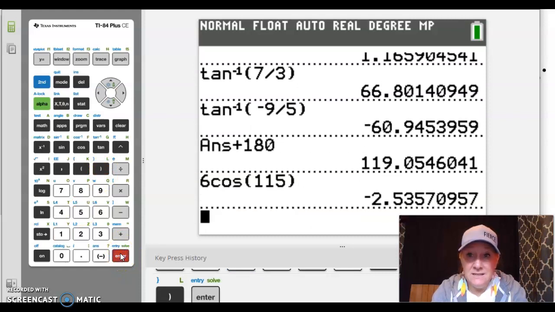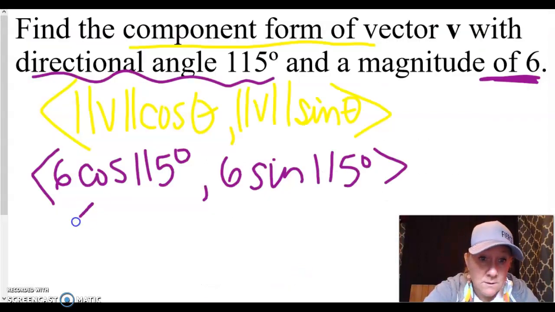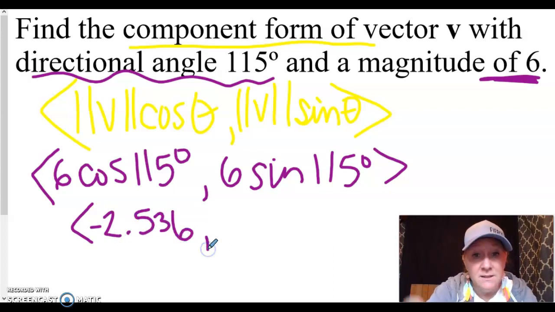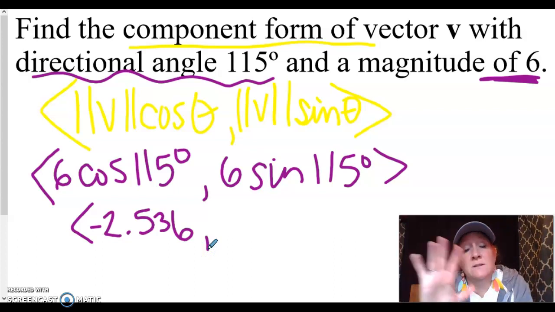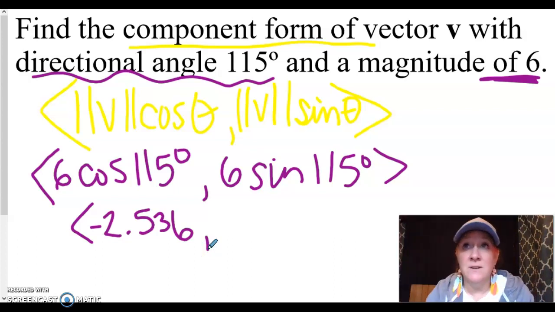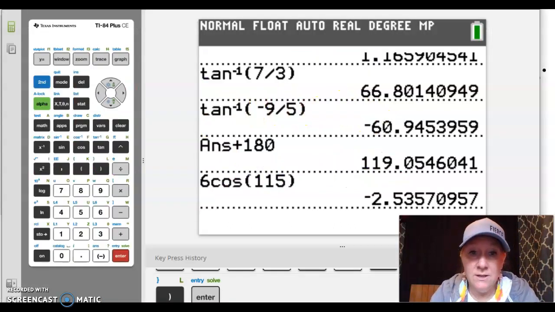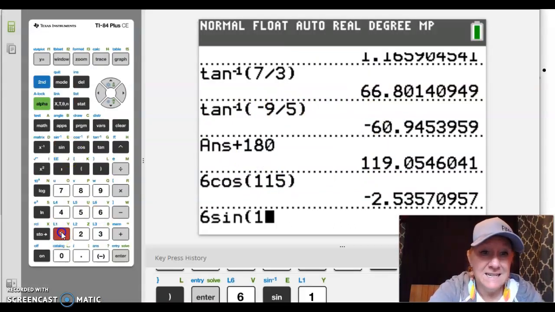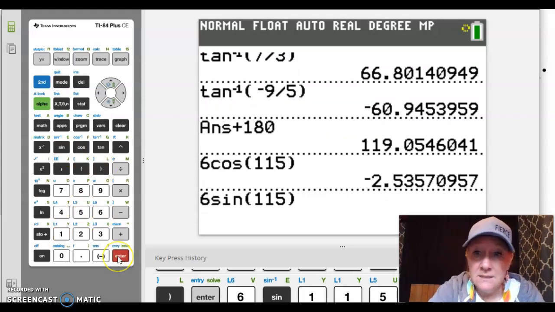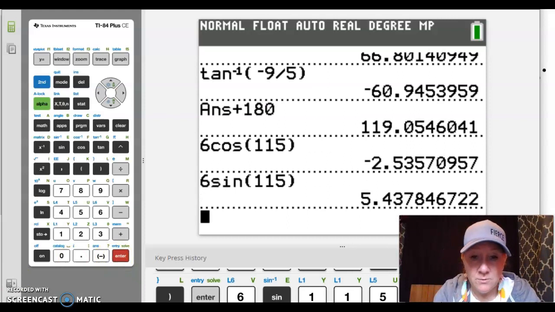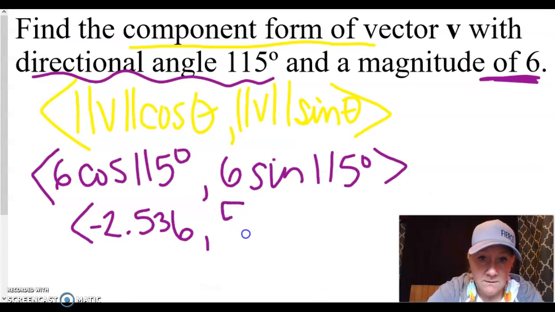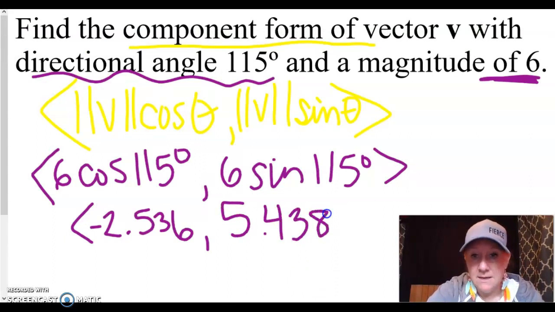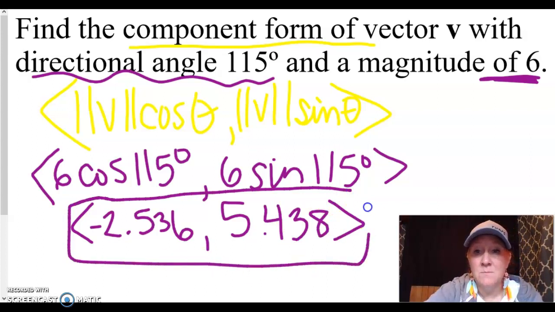Okay, so that portion is negative 2.536. That looks a little bit ugly, but that would make sense when you have an airplane flying in some direction. It's going to look a little bit funky. Then I would do similar, but now I'm going to do 6 sine 115. Close the parentheses, and that gives me 5.438. Okay, so that is the component form.